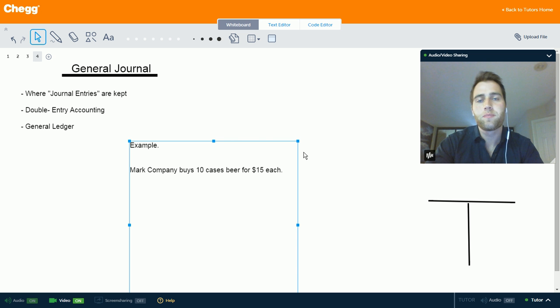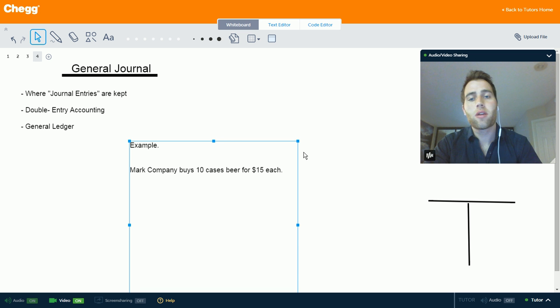And then once all those journal entries are made, they're ultimately going to be reflected on what's known as the general ledger. The general ledger is going to show all the different accounts, all the assets and liabilities and revenues and expenses and gains and losses, and they're going to show the total dollar amount for each of those accounts.